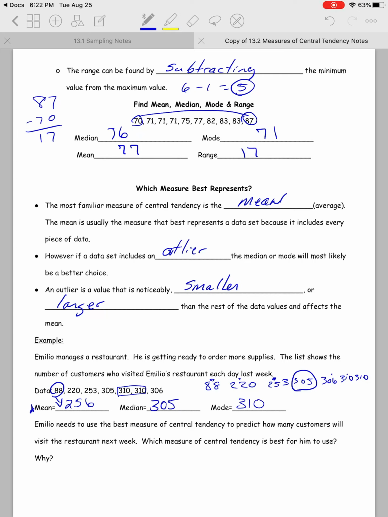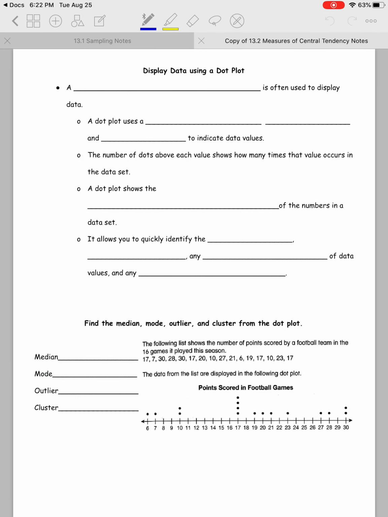Now, in this case, we could use the mode or the median. The mode's not that far off. But if the mode had said, for example, 405, that would be a lot different than the median. And then if you use that to order the supplies, you'd order way too much food, and a lot of it would spoil, and you'd just have to throw it away. Or Emilio would, and that'd be money down the drain for him. So the best thing to do here is use 305. That would be the best to use right now.